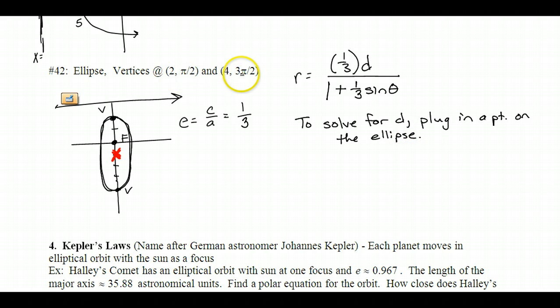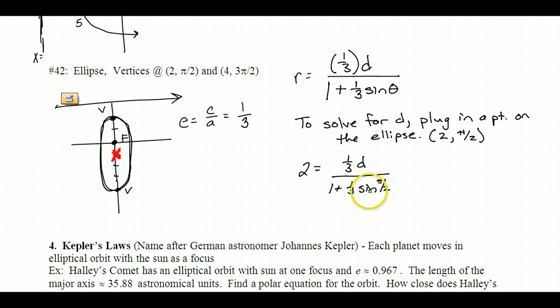Well, they gave us 2 points because our vertices have to be on our conic, so I'm going to use the point 2, pi over 2. And if you used 3 pi over 2, that would work just as well. All right, so that means I have 2 is equal to 1/3 times D divided by 1 plus 1/3 sine pi over 2.